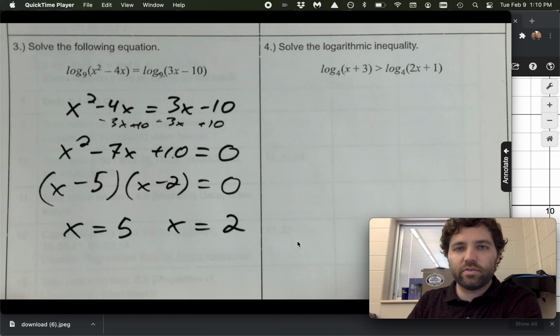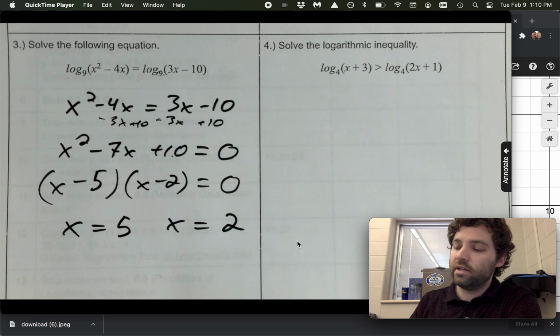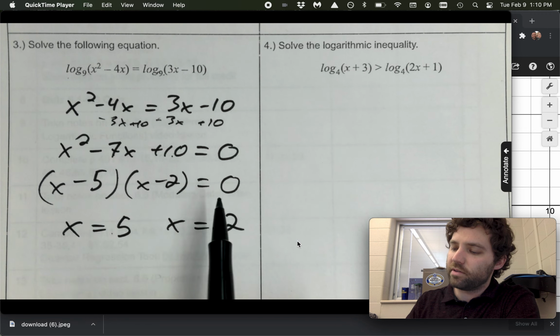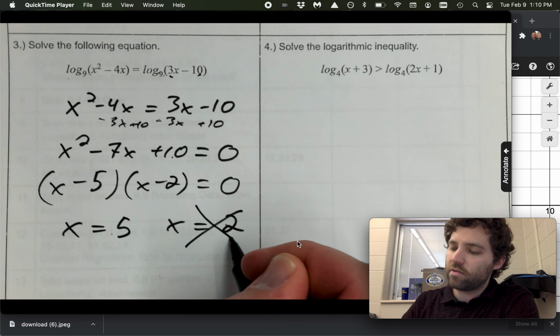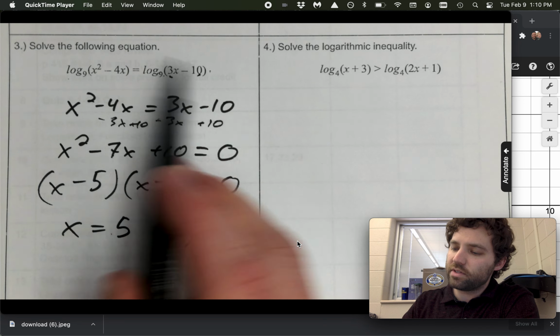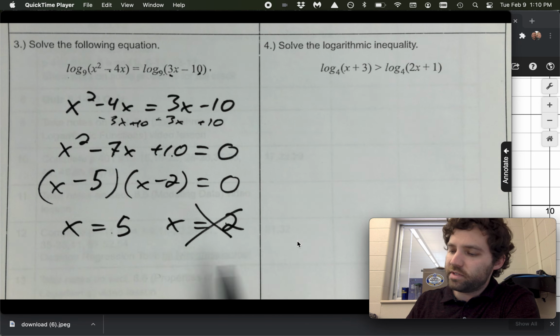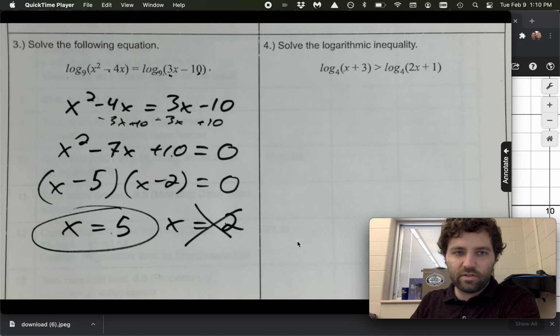Check, are either one of those extraneous solutions? They're not. Both of these are positive numbers and they don't result in, wait, no, I'm sorry, hold on. I spoke too soon. So when I plug in 2 here, I will get 6 minus 10, which is a negative number, so 2 is actually out. 5 is fine because it works here and it works here, but 2 is out. Sorry about that. Should have checked more carefully.